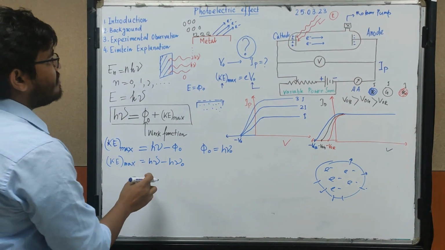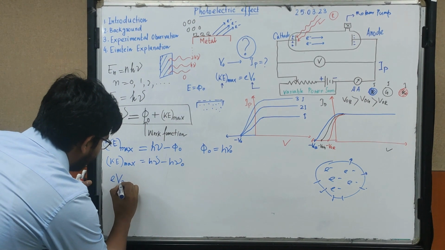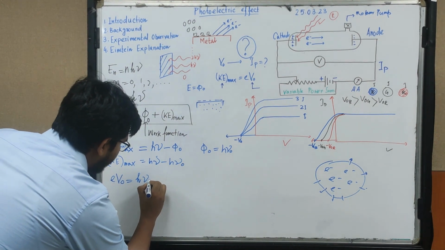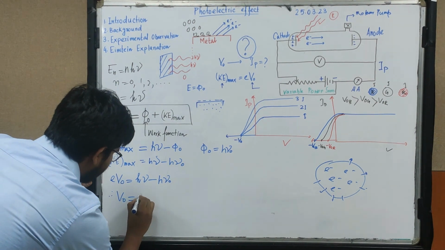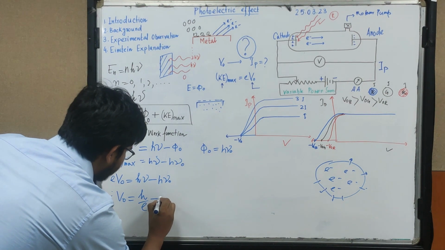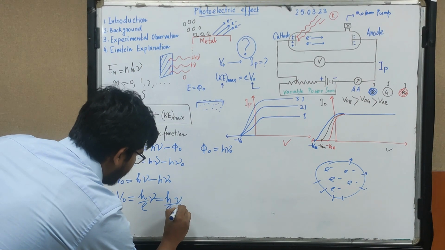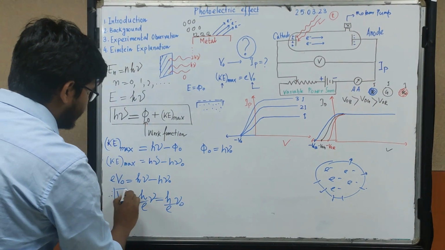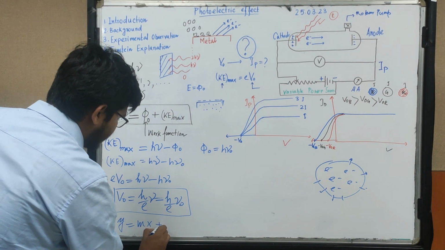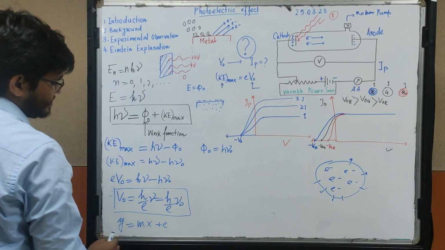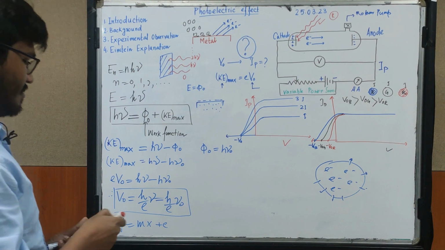Okay. Now you can also substitute this kinetic energy max by eV0. So now your eV0 is h nu minus h nu 0, or your V0 is h by e into nu minus h by e nu 0. Now look at this equation. This is just an equation of a straight line like y equals mx plus c. So if you plot a graph of y with respect to x, it will be a straight line and m will be the slope. So let us plot this scenario here.